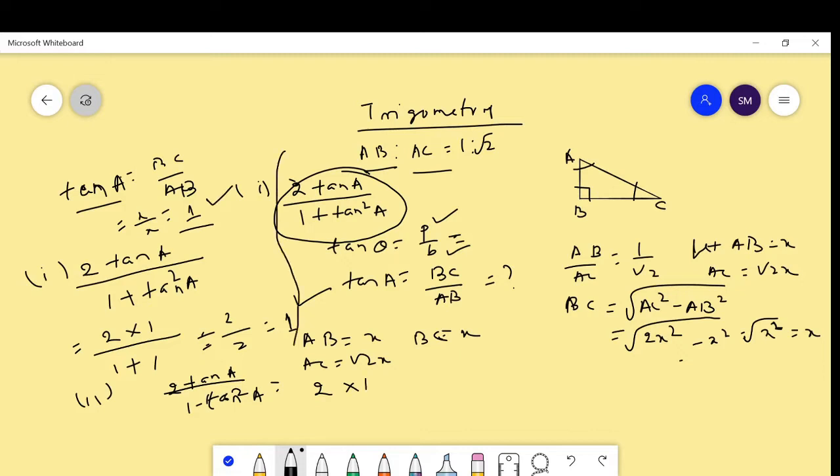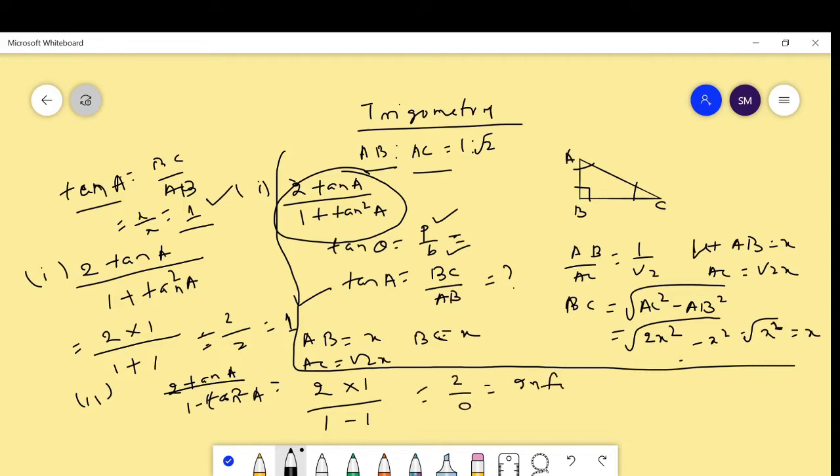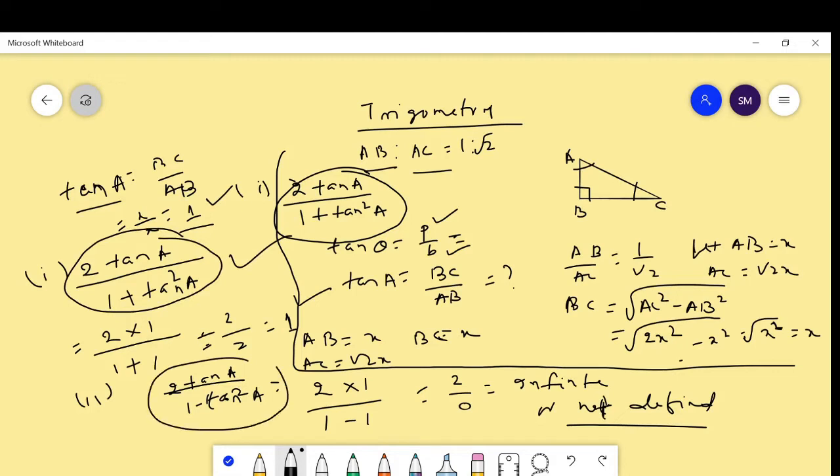Look here, 2 tan A, tan A is 1, then 2 into 1 upon 1 minus 1, which is equal to 2 upon 0. This is infinite, which means it cannot be defined. We cannot find the value of 2 tan A upon 1 minus tan square A; it is infinite or not defined.